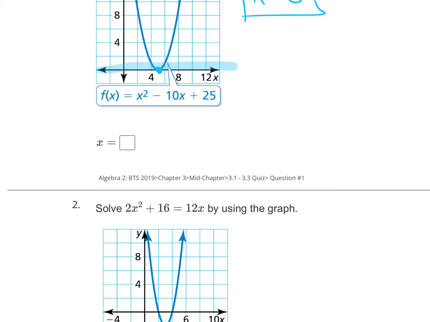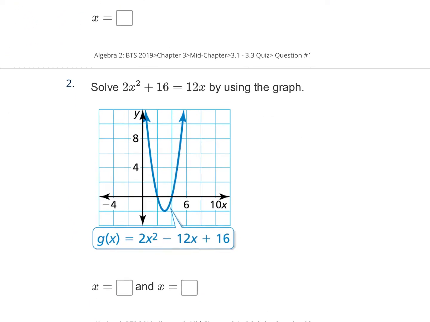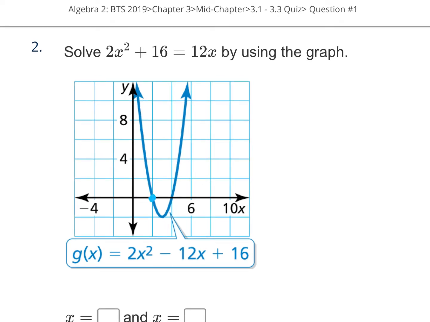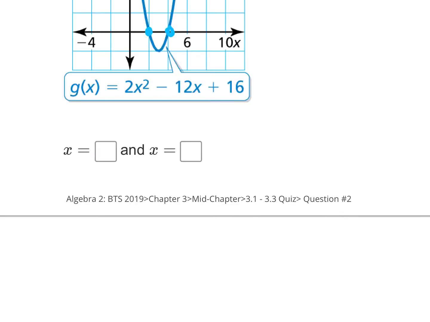All right, number 2. What would our solutions to number 2 be? Awesome. 2 and 4. So our graph crosses at 2 and crosses at 4. So those are the two solutions. We could solve this by factoring if we wanted to, but we could just use our graph, and where our graph crosses the x-axis, those are the solutions to our equation here.